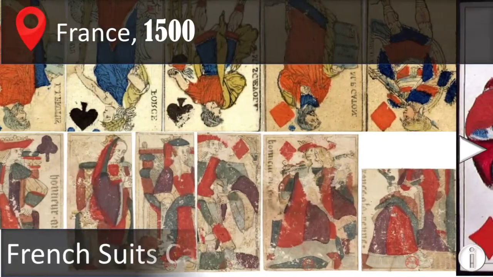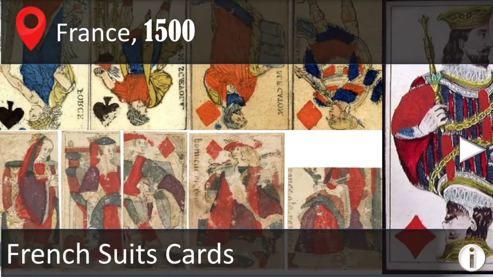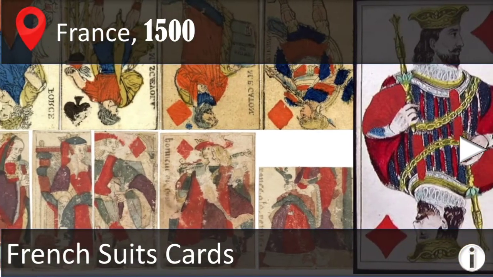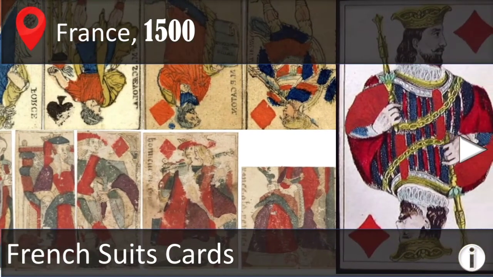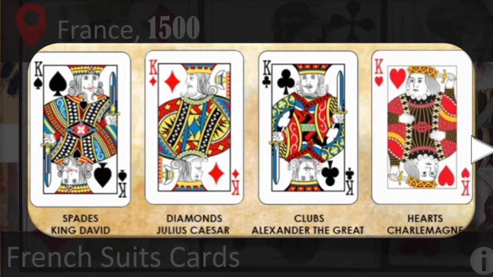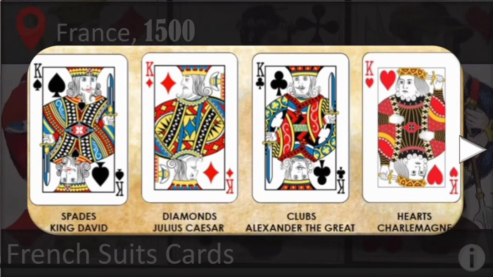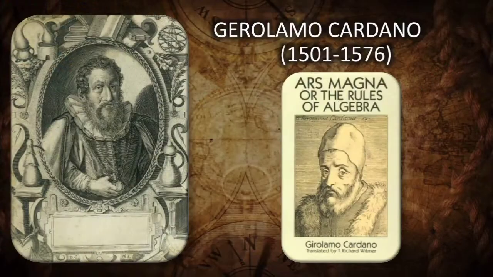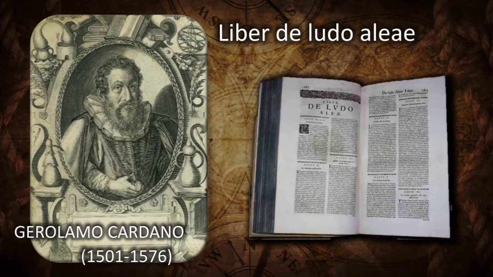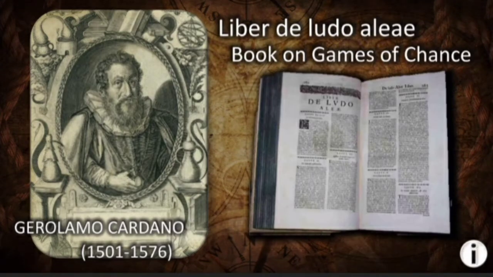About 1500, the French developed the present-day variety of spades, hearts, clubs, and diamonds. The now stylized face cards were originally portraits of actual persons. For instance, the 4 kings were the biblical David, the king of spades, Charlemagne, the king of hearts, Alexander the Great, the king of clubs, and Julius Caesar, the king of diamonds. Gambling led Girolamo Cardano to write Liber de Ludo Aleae. It is considered the major starting point of the study of mathematical probability.